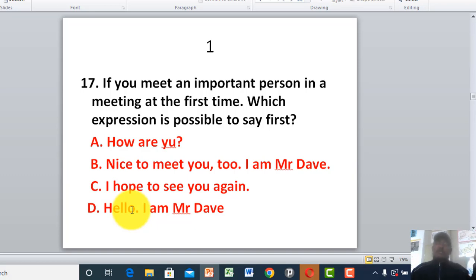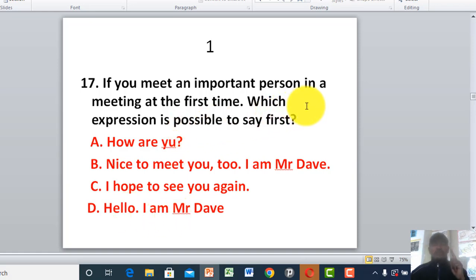I am Mr. John. Some more expressions are important here, but in this case, the right answer is D, which means formal introducing oneself, because there is a title here and the language itself is formal.